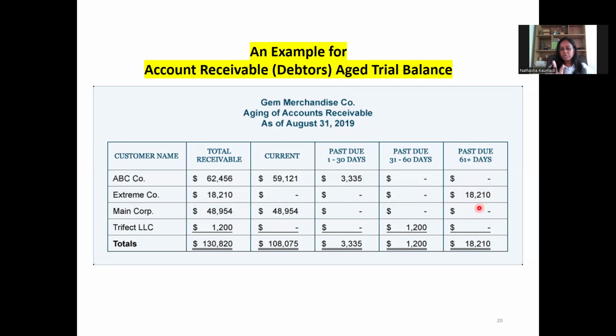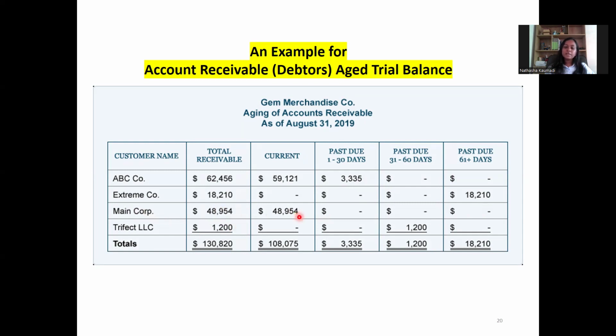So you can compute allowance for doubtful debts, impairment, easily using these buckets. Definitely you need to have these buckets for the ECL computation. Based on that only you are providing. So you will have to provide more for 18,000, right? Because there's a high chance we are not getting that balance. But for 3,000, there's a lower chance of non-collection, so a smaller provision. Here, Main Corporation's total is 48,000.